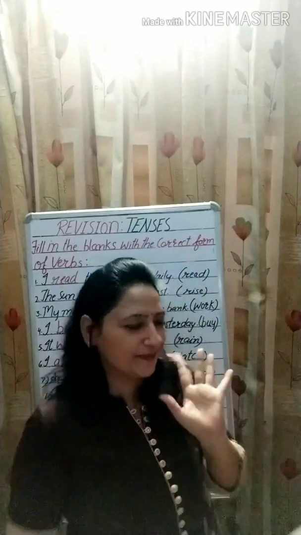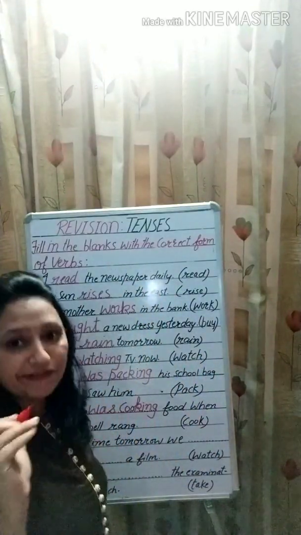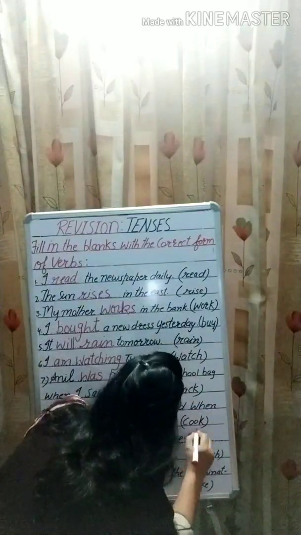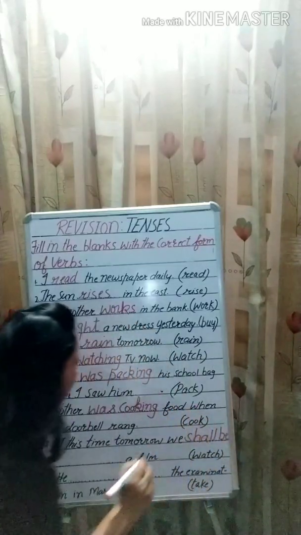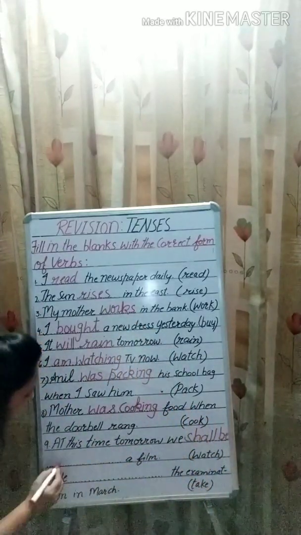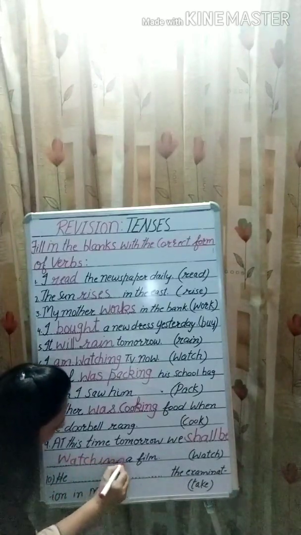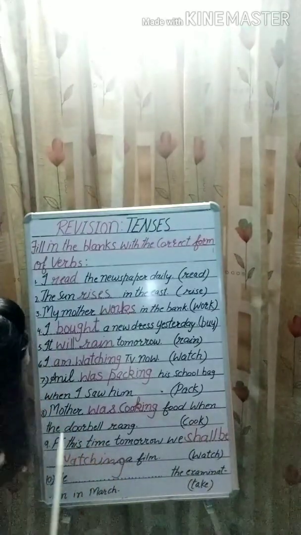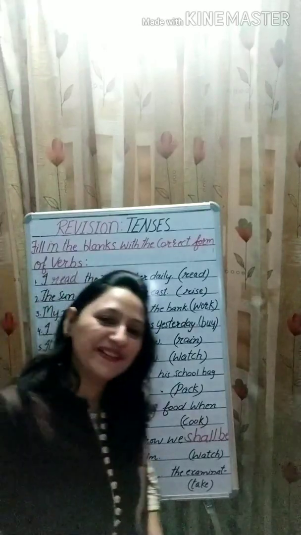Now let us fill this blank. So we have we. When we have I or we, we always use shall. So we shall, and after that, be. We shall be. Ing form of verb. What is it? Watching. Simple. Add ing at the end of this verb. Now read out the sentence. At this time tomorrow, we shall be watching a film. I hope it is clear to you.